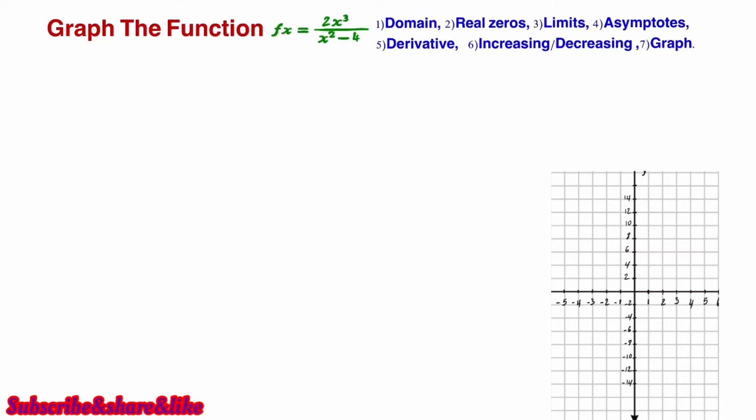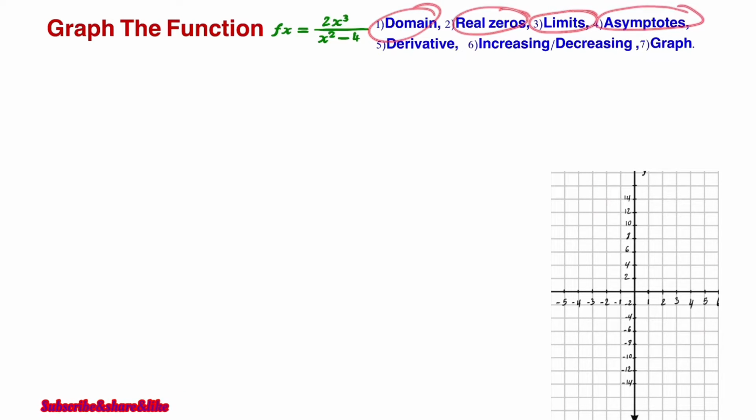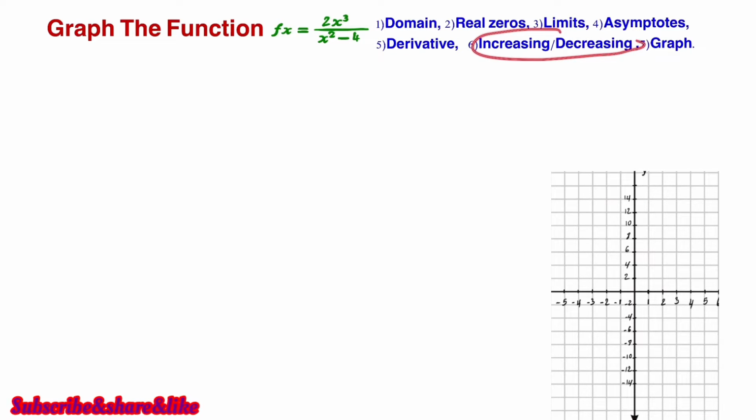I'm Stefan. In this tutorial, we're going to learn everything we need to have a very successful graph. For example, we have to know the domain, the real zeros, limits, asymptotes, derivative, if the function is increasing or decreasing, and then we can make a very successful graph.